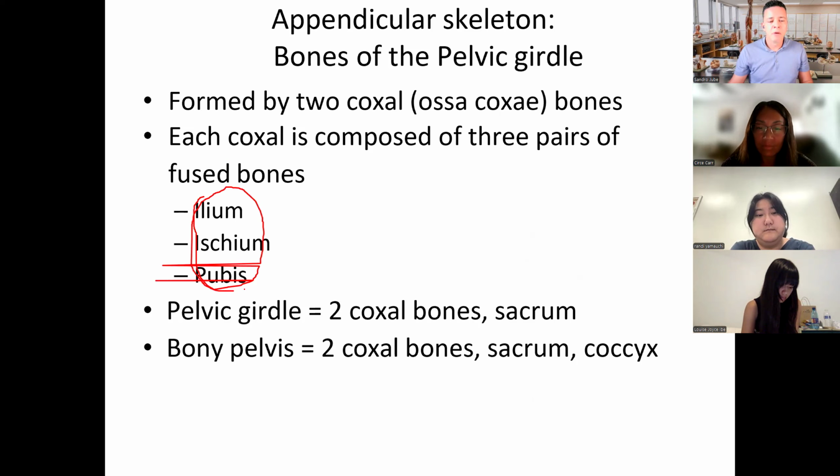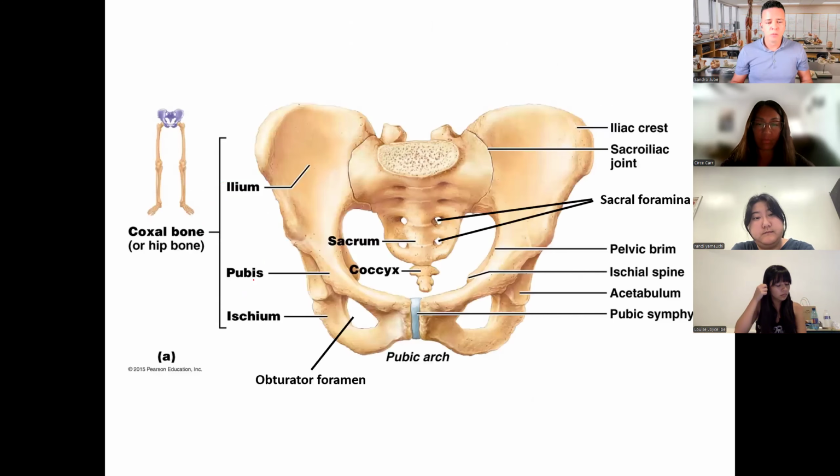Okay? And there are some markings of the hip bones that you guys need to know. Now, these markings that I'm going to go over with you, they don't belong just to the ilium, just to the ischium, or just to the pubis. No, they belong to the hip bone. So what are those markings?